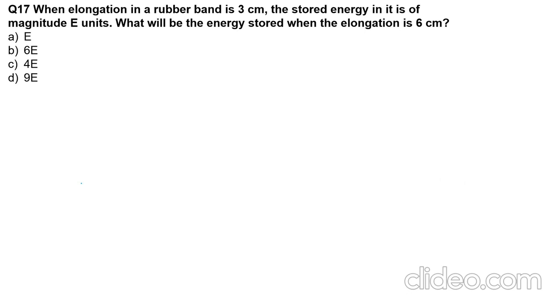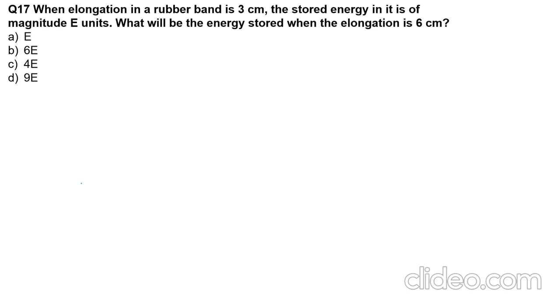So the next question is based on the amount of energy that is being stored. You know that there is a certain amount of potential energy stored in a material when it undergoes deformation or transformation because of tensile stresses. It says that when elongation in a rubber band is 3 centimeter, the stored energy in it is of magnitude E. What will be the energy stored when the elongation is 6 centimeter? This is a straightforward question.